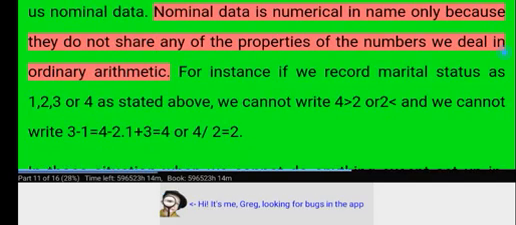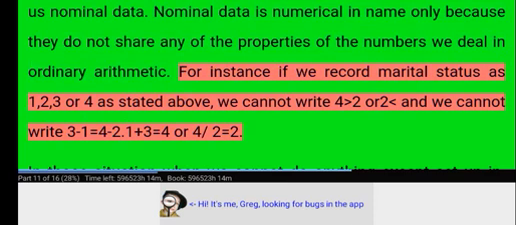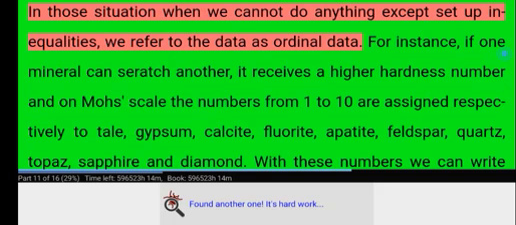Nominal data is numerical in name only because they do not share any of the properties of the numbers we deal with in ordinary arithmetic. For instance, if we record marital status as 1, 2, 3 or 4 as stated above, we cannot write 4 greater than 2 or 2 less than 3, and we cannot write 3 minus 1 equals 4 minus 2, or 1 plus 3 equals 4, or 4 halves equals 2. In those situations when we cannot do anything except set up inequalities, we refer to the data as ordinal data.